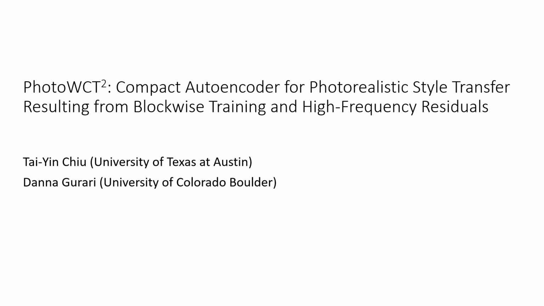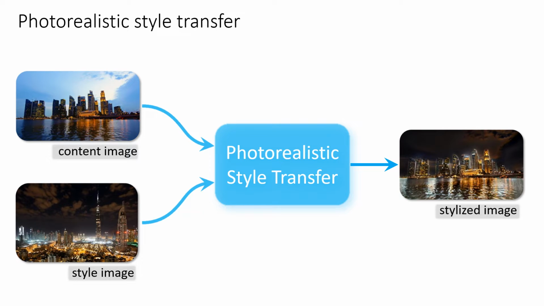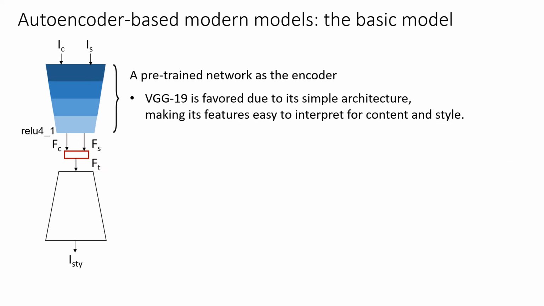Hi there. In this video, we present our work, PhotoWCT2, a compact autoencoder for photorealistic style transfer resulting from Blockwise training and high-frequency residuals. Photorealistic style transfer is an image editing task to render a content image in the style from a style image. Meanwhile, the resulting image should look realistic.